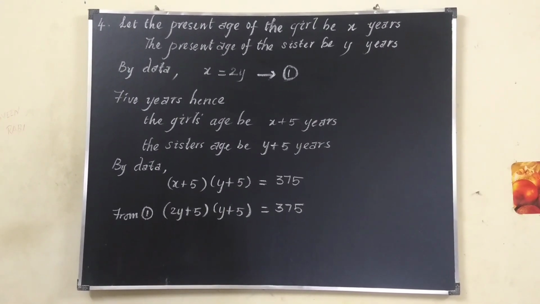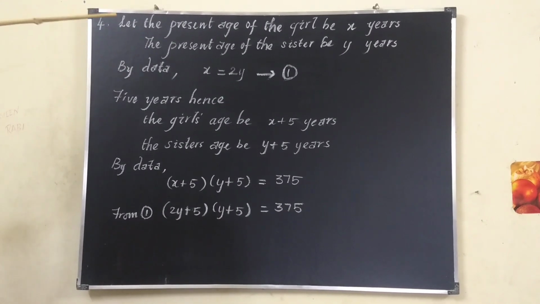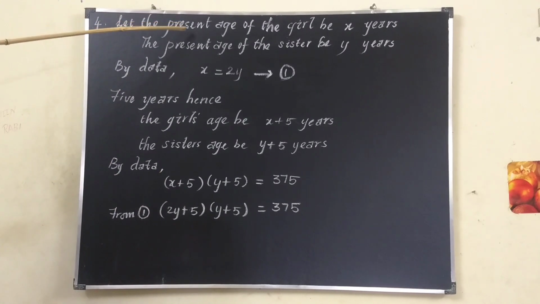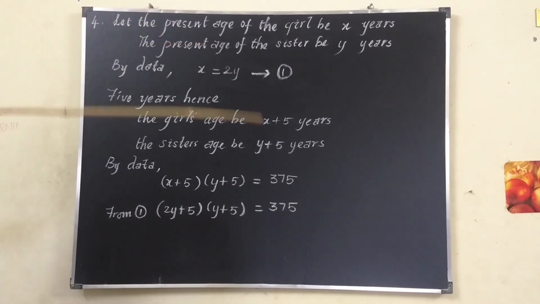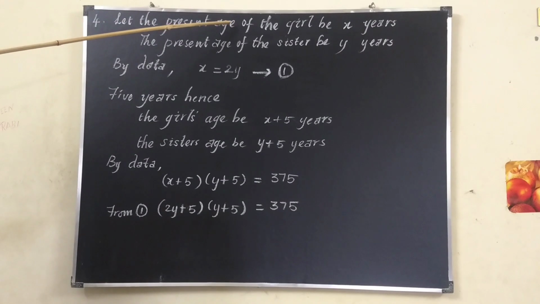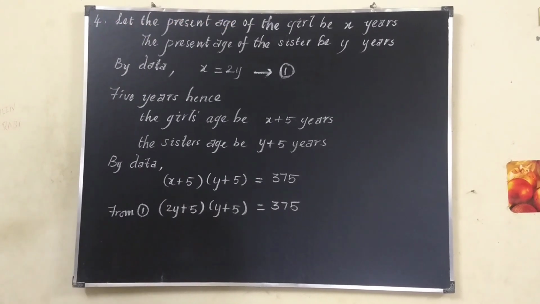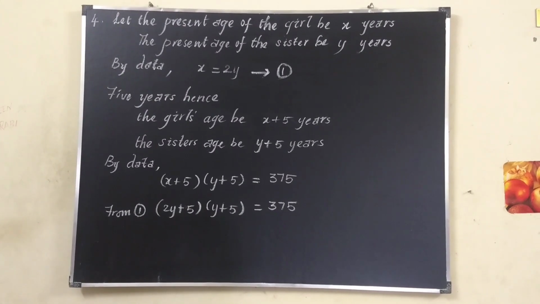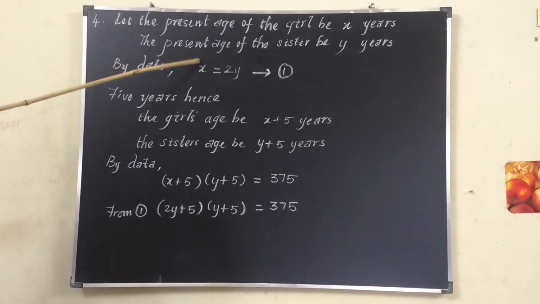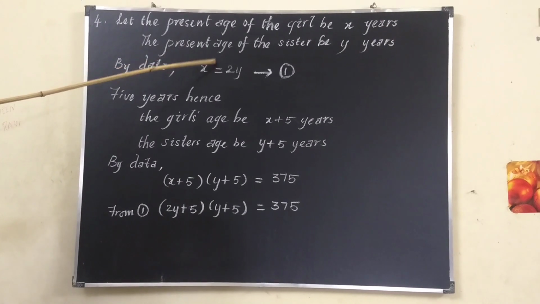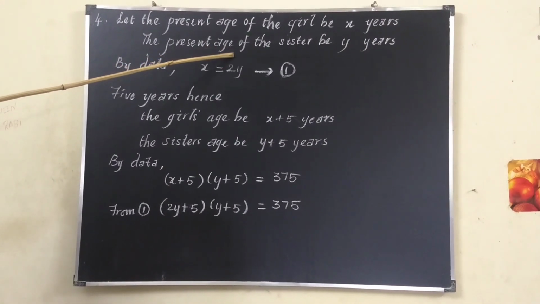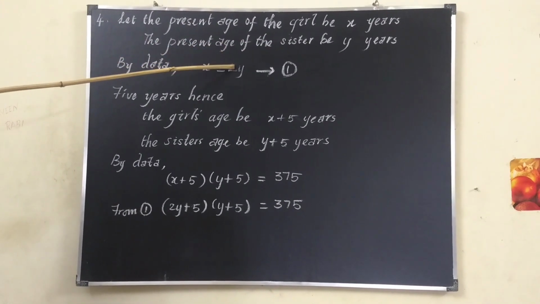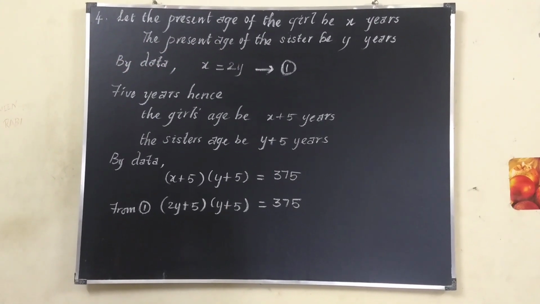So let us assume variables for them. The present age of the girl be x years and her sister be y years. We are going to find the present age of the girl and the present age of the sister, so we have to assume the variables first: x years and y years. And by the given data, what's the first data given? A girl is twice as old as her sister. So x is equal to 2 times the sister's age. What is the sister's age? y. So x is equal to 2y. It's the first derivation from the given data.